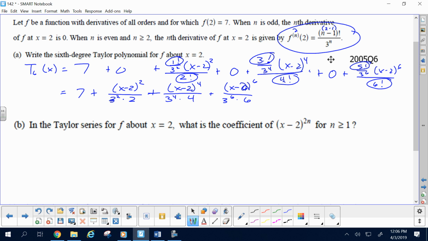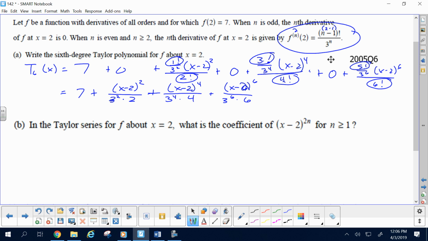Any questions on it? Cool. All right, B. In the Taylor series for f about 2, which we just did, what is the coefficient of x minus 2 to the 2n? x minus 2 to the 2n.